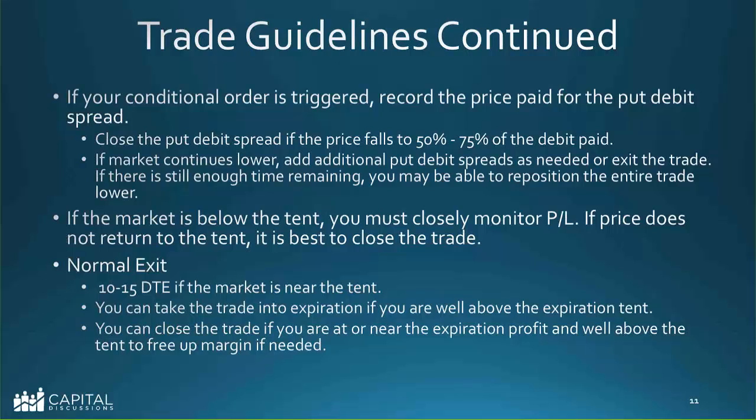So the normal exit, like we talked about, is 10 to 15 days to expiration if the market's near the tent. You can take it into expiration if you're well above and the risk is low. You can close the trade if you're at or near the expiration profit, as well as above the tent, to free up the margin if you need it. Generally, we tend not to close those trades. We just let them expire, but you certainly are able to do that if you want to.